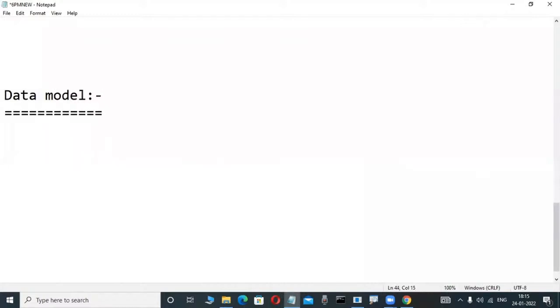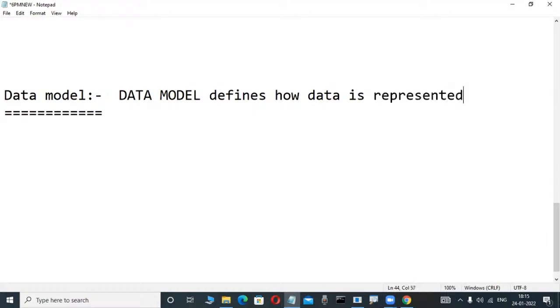Data model represents how data is represented. Data model defines how data is represented at the logical structure of the database. How easy is the definition? Observe it here. Logical structure of the database.